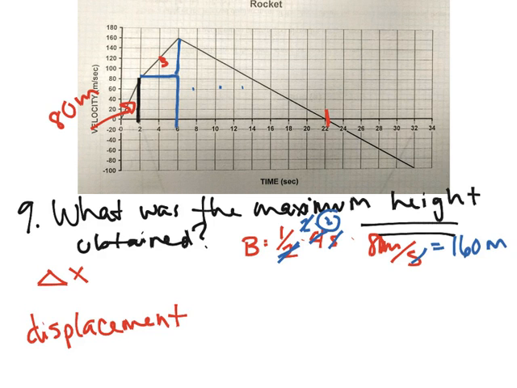Let's move on to our next shape. Let's do this one. Remember, that's just base times height. No 1/2 in there. So that's going to be the same base of 4 seconds times a height of 80 meters per second. Cross out your seconds.